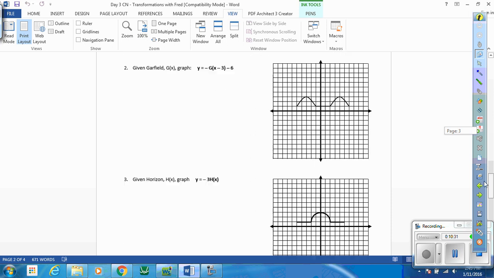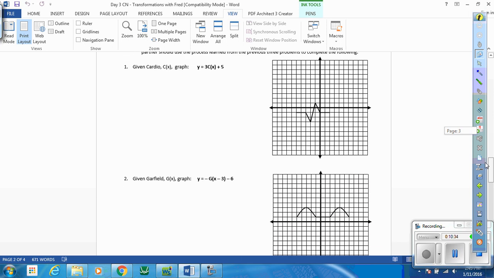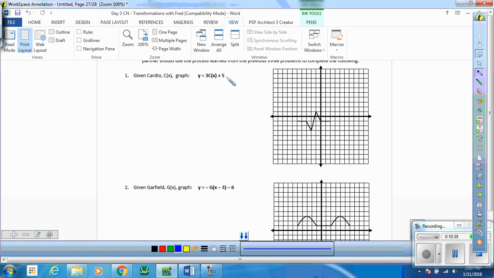So now we've got lots of examples here that we can go through and try together. So first, identify what's happening. This one's going up 5, and we've got a vertical stretch.